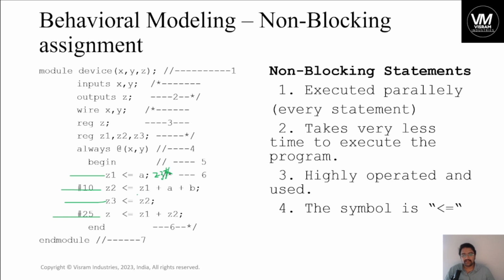So Z2 is equal to Z1 plus A plus B. So it is considered parallel, and then Z3 is Z2. Now it takes from Z2. It doesn't depend on any other value, so it is executed parallelly. You will understand this when we run a simulation program in the project. So Z3 is equal to Z1 plus Z2. These are executed parallelly. It takes much less time to execute the program when these lines are executed parallelly, not one after the other.